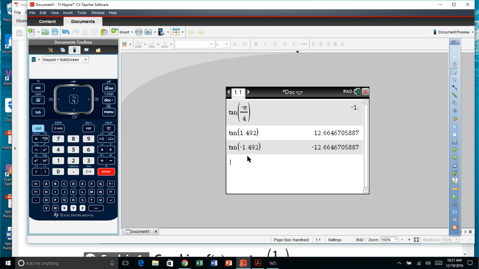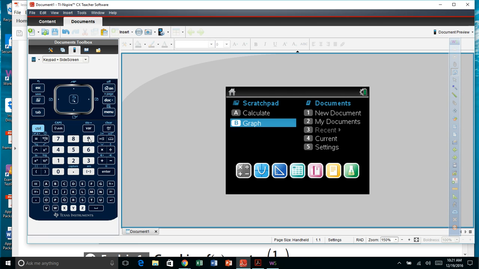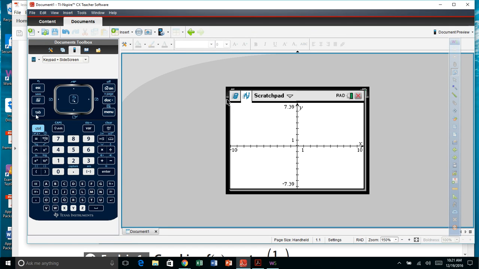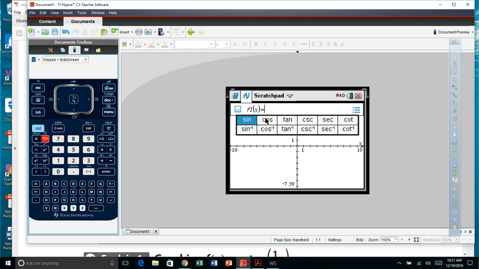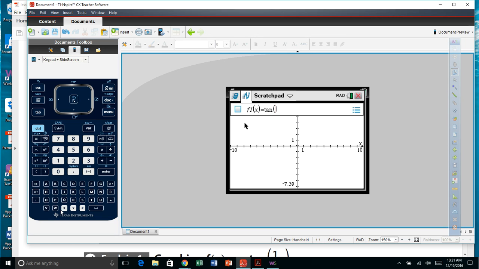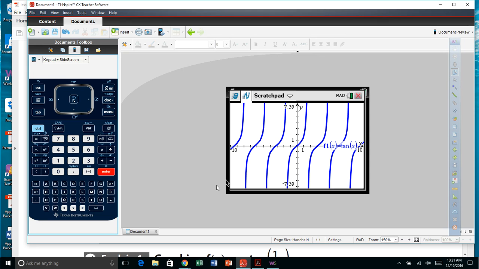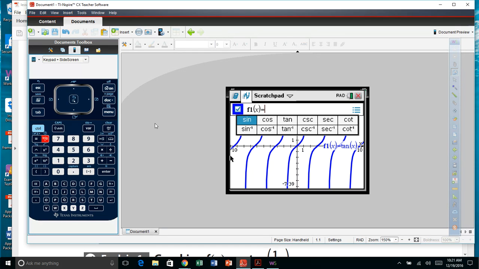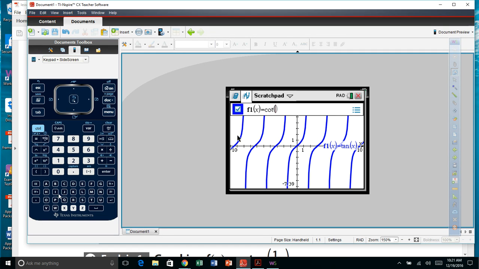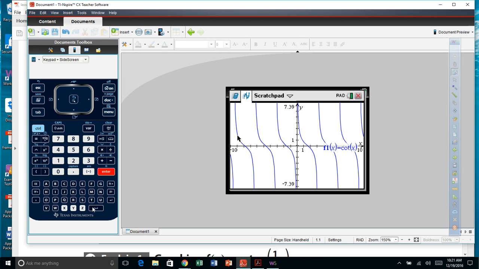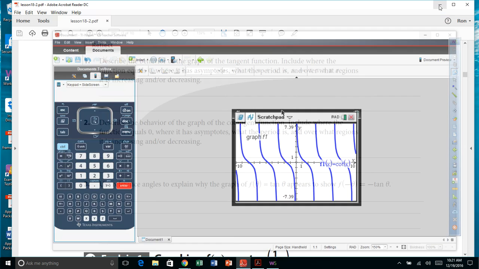Let's draw one in the old calculator here. Let's go to graph and tangent. We have to use X, it doesn't have a theta button here. Tangent X. And then the last one we just did was cotangent. So let's draw that real quick. Cotangent, and we'll put in X. And then it's just the opposite. Now I think we have to change the scale, but all right.